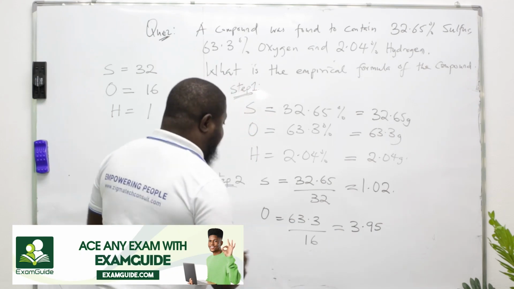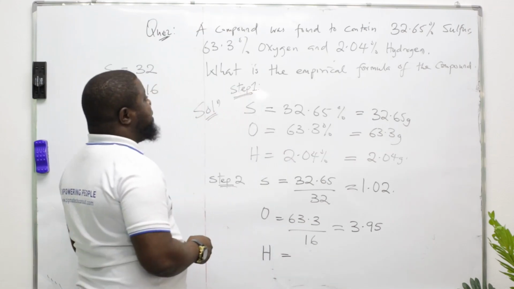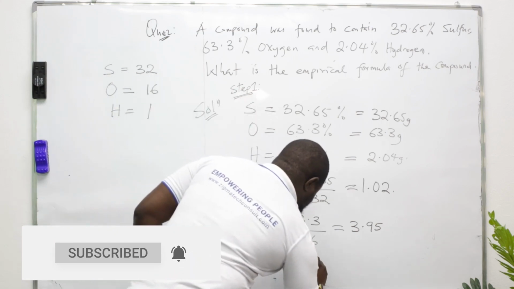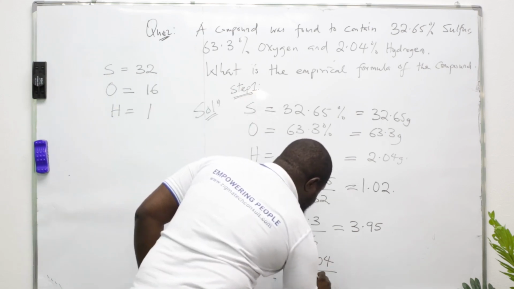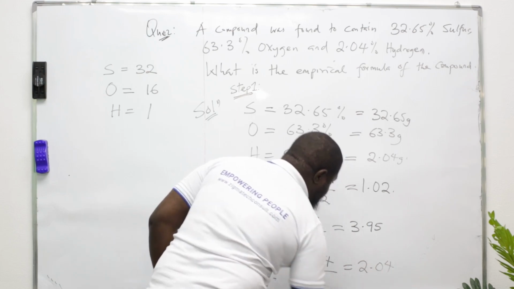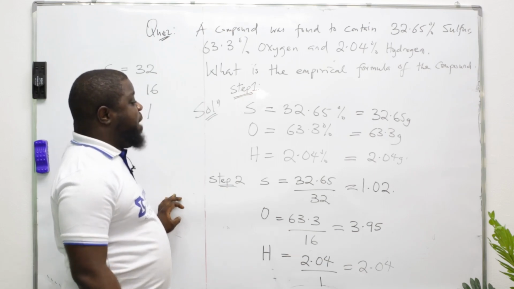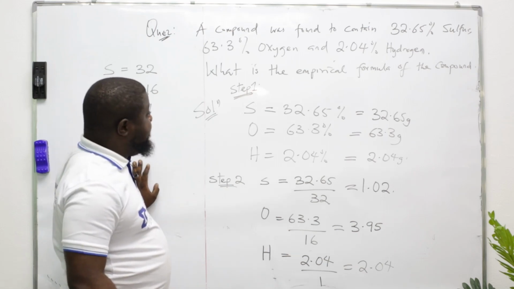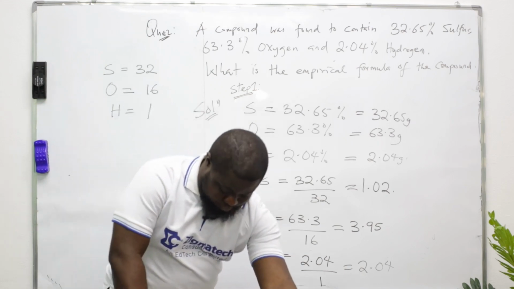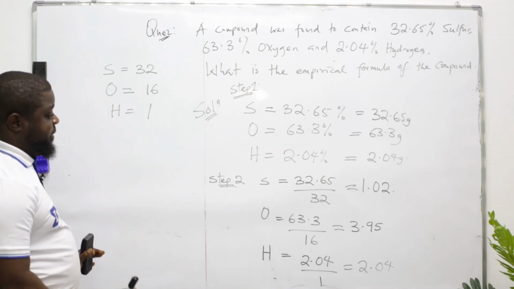Now the last one is hydrogen. Hydrogen is 2.04. And the molar mass is 1. And it gave us 2.04. Now we have divided all of them by their molar masses. That's step 2.